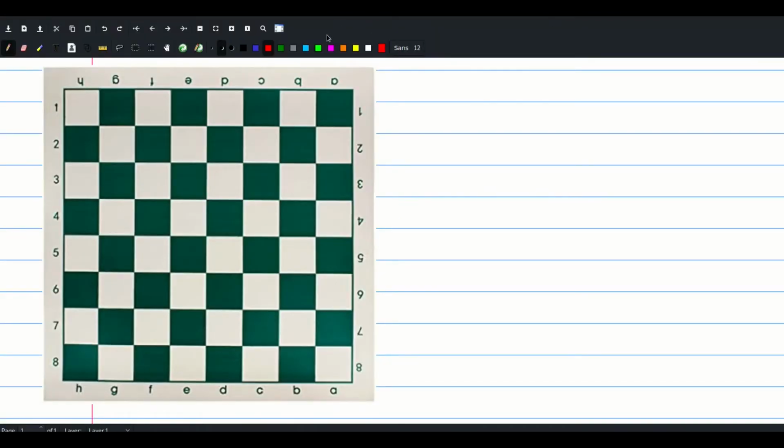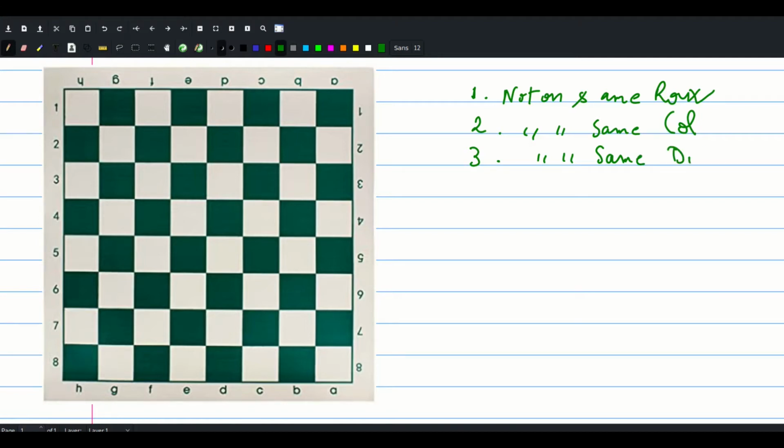So let's write down the conditions we have to check for. First, there should not be a queen on the same row. Two, not on the same column. Three, not on the same diagonal. And four, square not reserved.